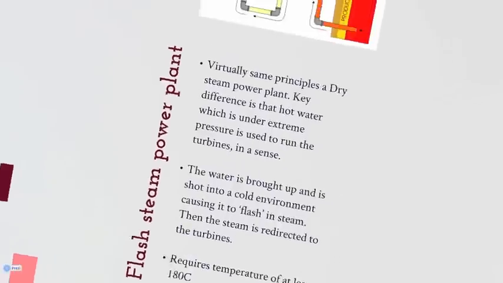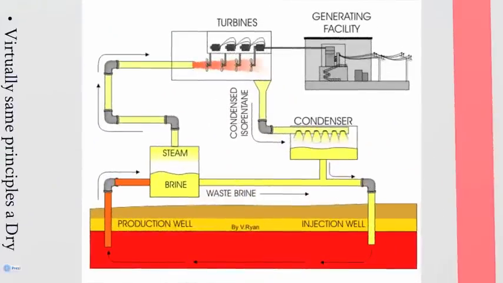The next diagram shows a basic layout of the flash power plant. If you remember the diagram from before, it is almost the same except for the flash tank, which is located on the bottom left, where it says steam and brine. That is the only difference between a flash power plant and a dry steam power plant, for example.